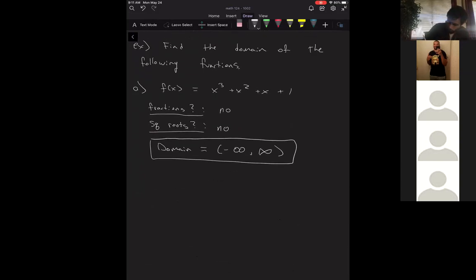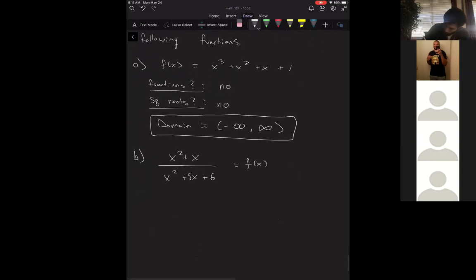Okay, so let's do another example. How about something like this? F of x equals x squared plus x all over x squared plus 5x plus 6. Okay, let's find the domain of this one. So are there fractions in this problem now? And that answer is yes. Okay, so we do have a fraction.